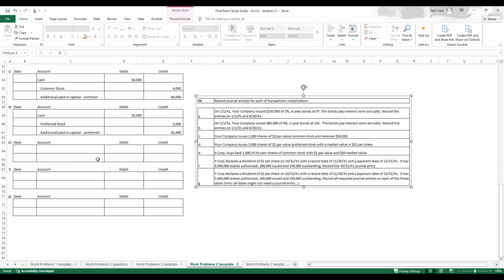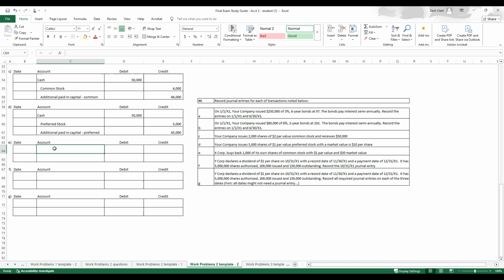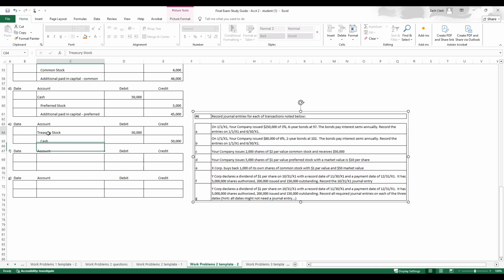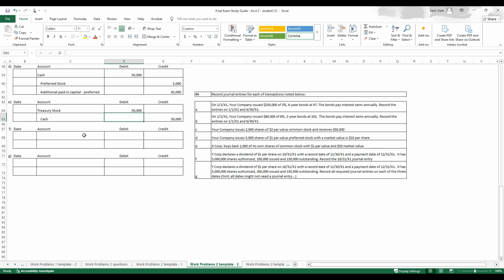Okay, and now on E, it says that we buy back 1,000 of our own shares. So that's where treasury stock comes into play, and cash. Remember, we're buying 1,000 shares at $50 per share, so that would be 50,000. With treasury stock, we don't need to worry about the additional paid in capital, etc., just treasury stock and cash. How much do we pay?